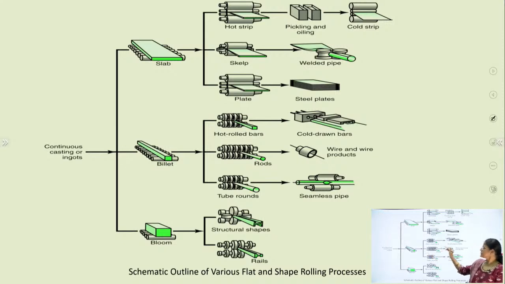Billet is used to produce hot rolled wires, and then that hot rolled wire is further used for drawing operation to produce bars and wires. Tube rounds are used to produce seamless pipe, and bloom is used as a raw material for obtaining the different structural shapes like rails and channels.